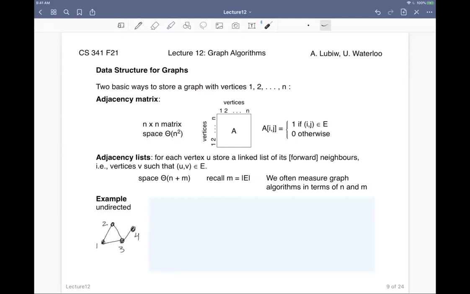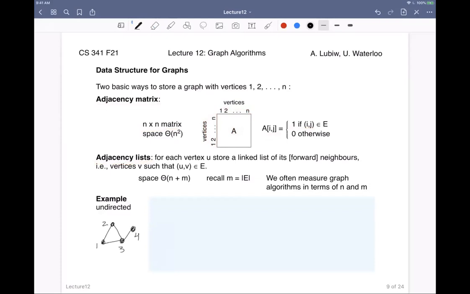There are two basic ways called the adjacency matrix and the adjacency list. Now, the matrix is maybe the easiest thing to understand. So if there are n vertices, I will make an n by n matrix. The columns are indexed by the vertices and the rows are indexed by the vertices. And an entry inside here is 1 if there's an edge between vertex i and vertex j, and 0 otherwise.